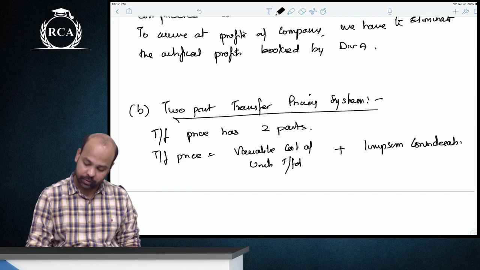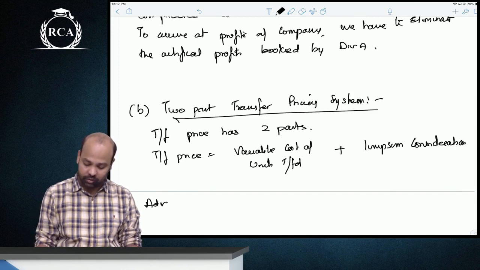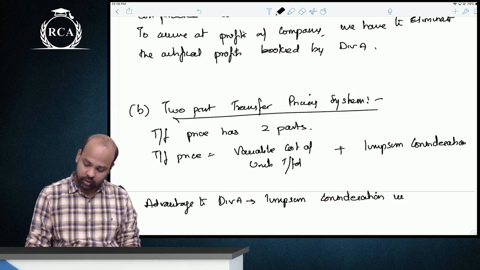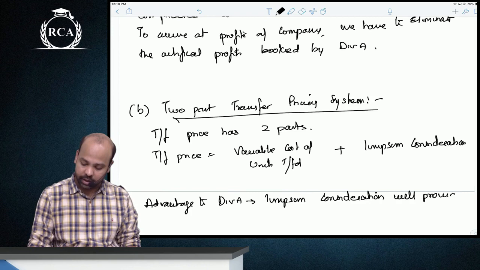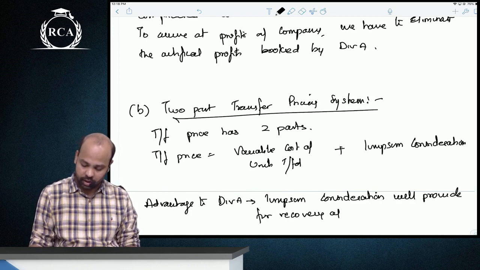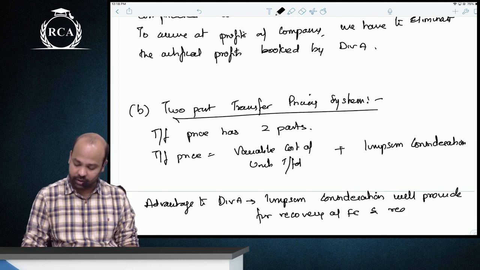Guys, what would be the advantage beta to division A? Advantage to division A beta is that lump sum consideration as such beta will provide for recovery of fixed cost and profits. For recovery of fixed cost beta and realize profits.